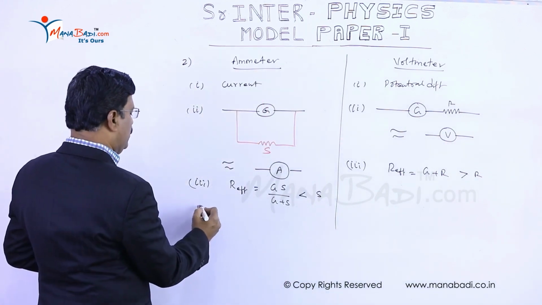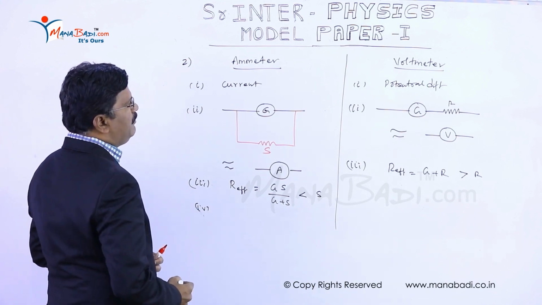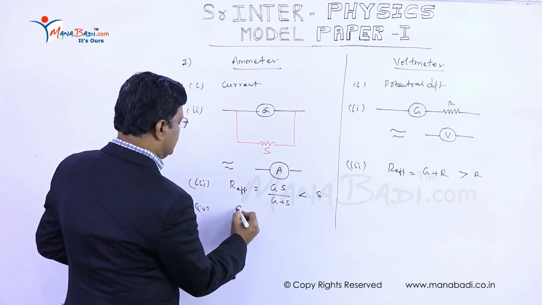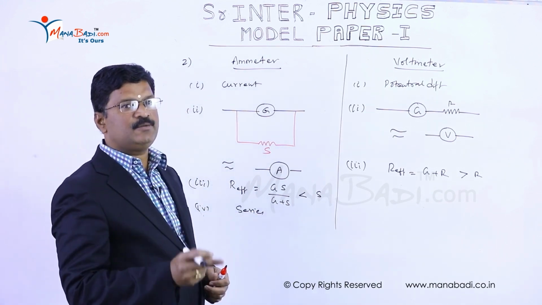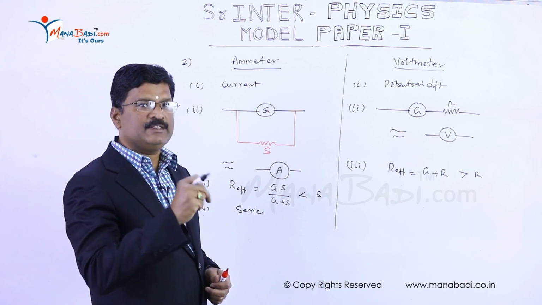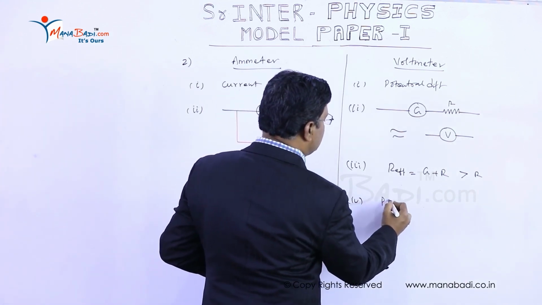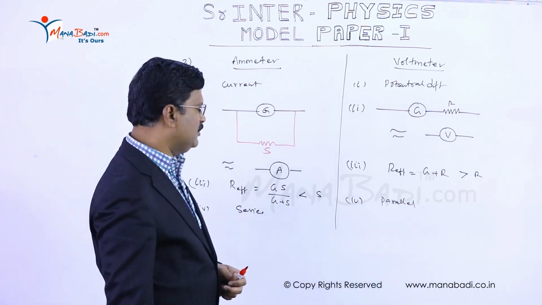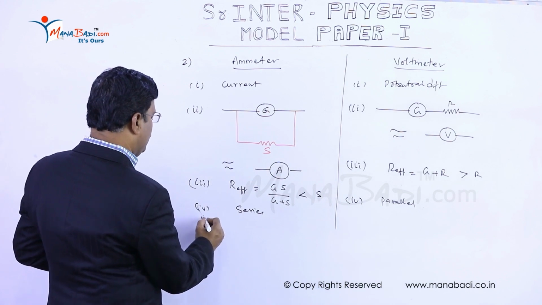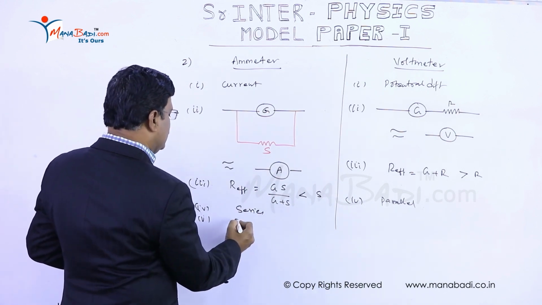The fourth point here, always the ammeter is being connected in series. Once the instrument has been constructed, that instrument is being connected in series to measure the current. And here, in the case of voltmeter, it will be always connected in parallel across any element to measure the potential difference.